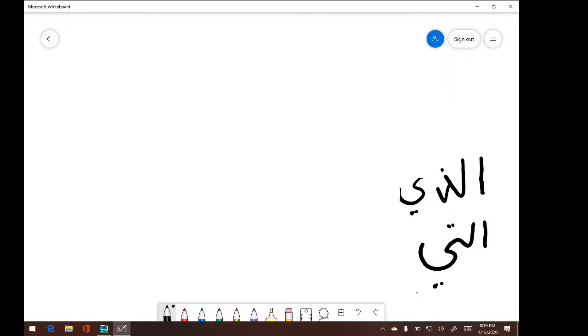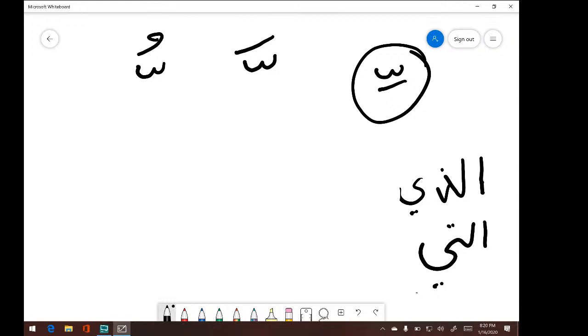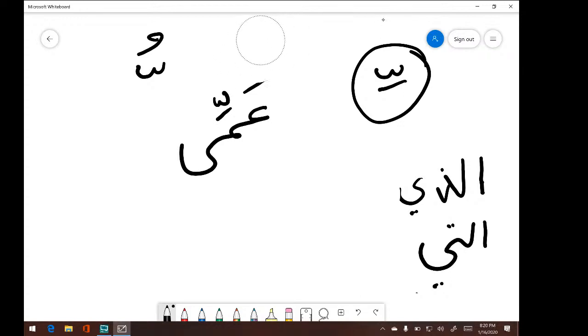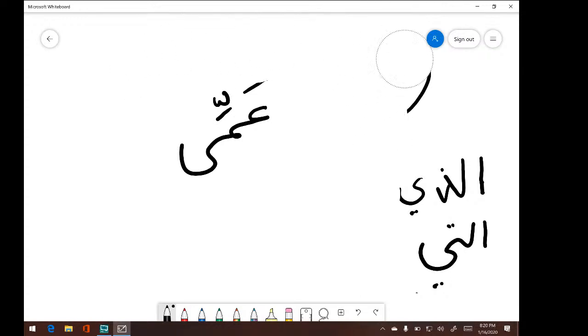Right. So look, tashdid, how does tashdid work? Look at the board, Yusuf. When there's a fatha, it's on top. When there's a kasra, it's under the tashdid. And when it's a dhamma, remember, right? So this is what's happening here. So this is actually ammi, right? Let me get rid of this for you. So ammi, this is kasra, right?